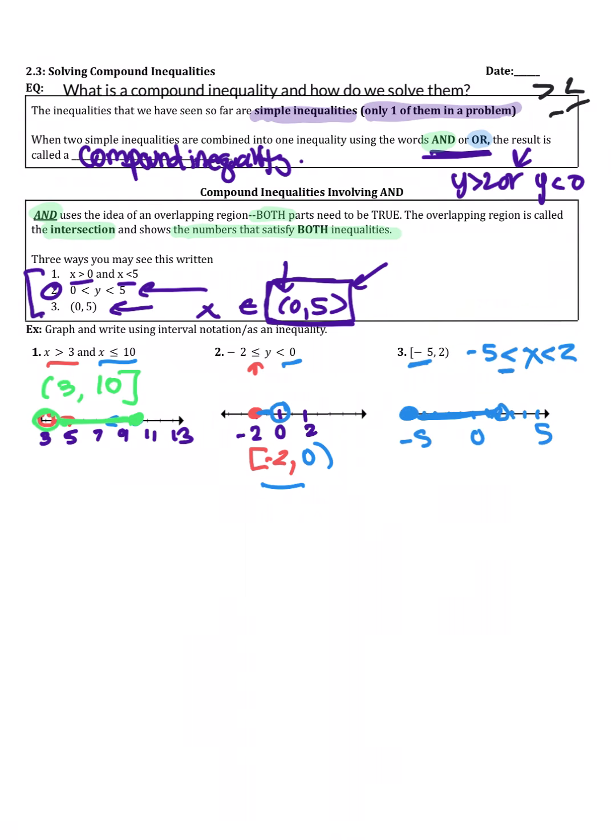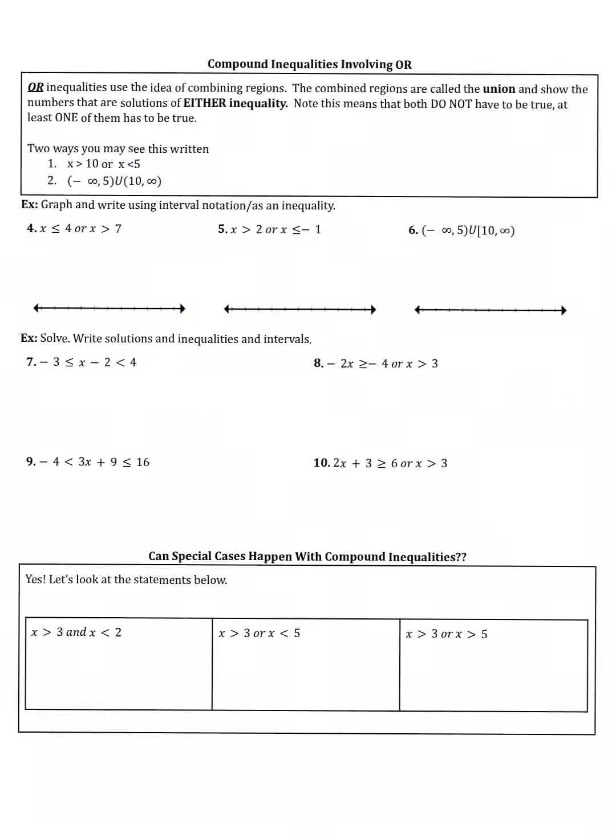So here we have it, closed circle at -5, open circle at 2, and connecting with the line segment, stating that every number, -5, all the way up to 2, but not including it, is a solution to this and inequality. Now let's go ahead and look at the other kind of compound inequality, an or inequality.